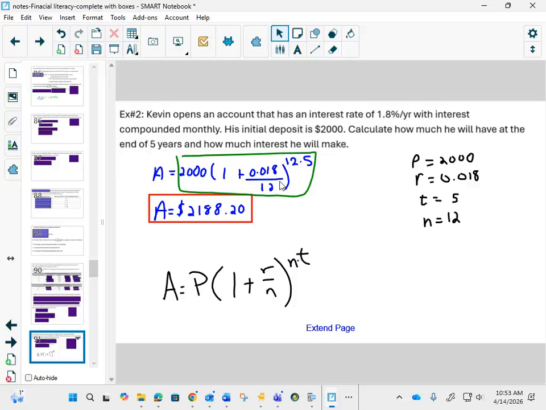Wow. That's more. Which means Kevin will make $188.20 for doing nothing. I love that. It's my favorite job in the world. Making money doing nothing. Yeah, weird. It is. I got it right.